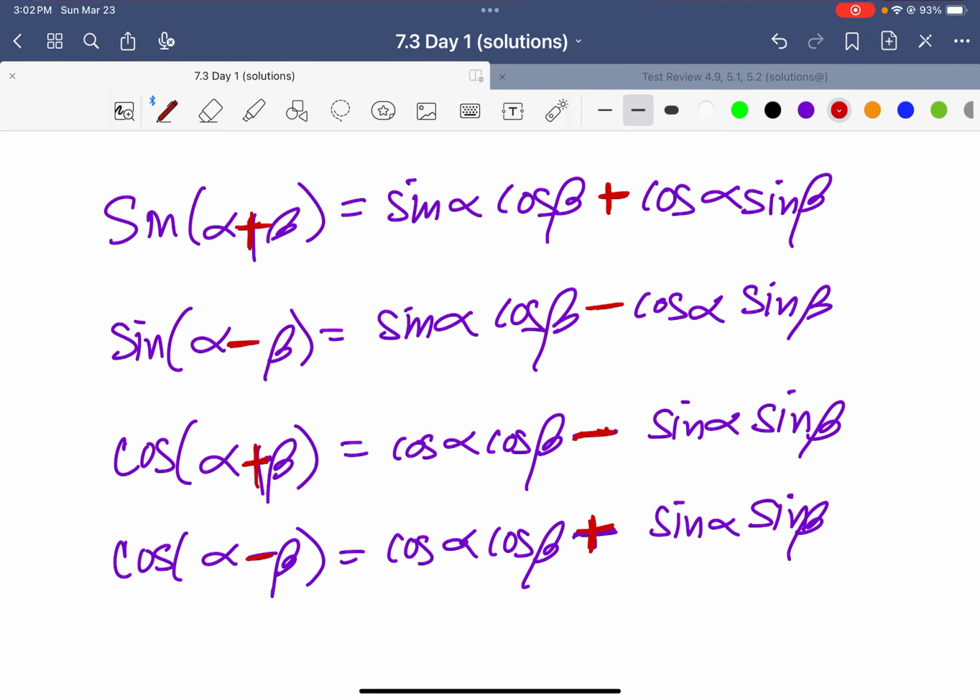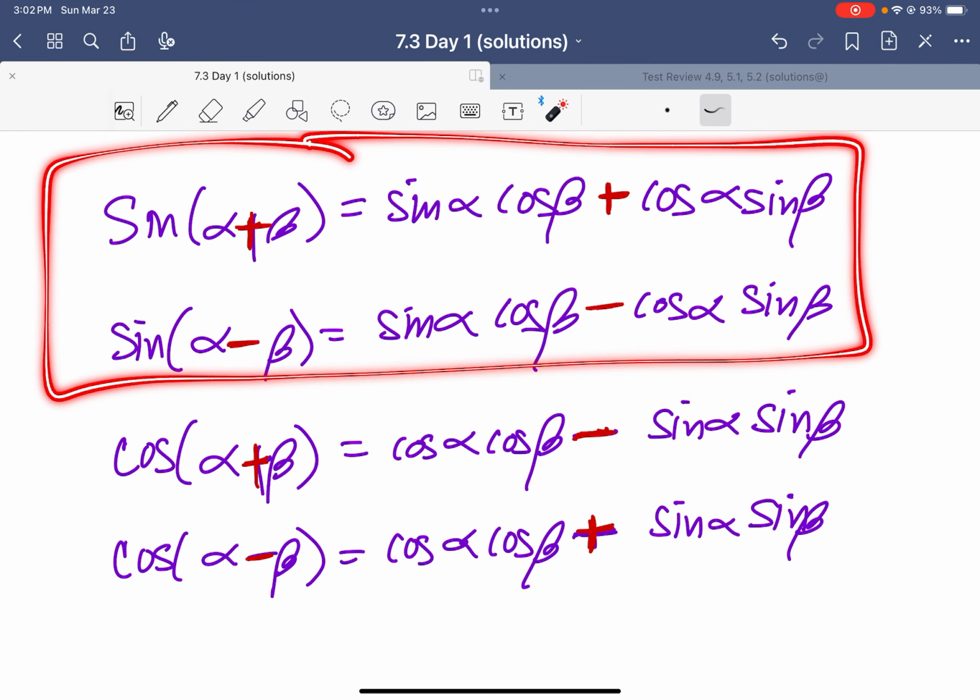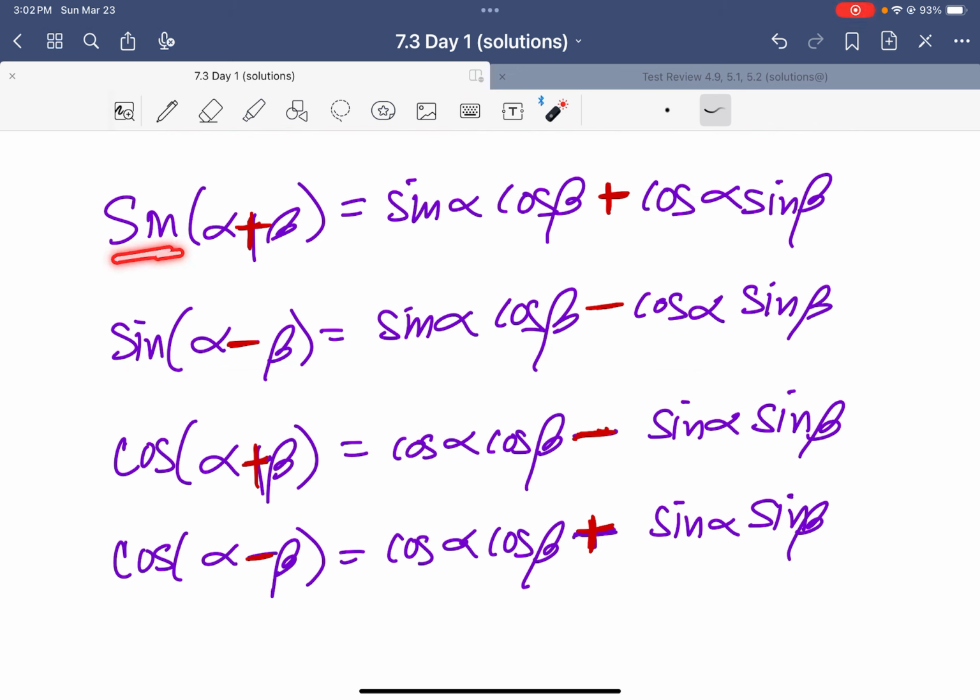Let's do this. First thing to remember, these are your addition and subtraction formulas for sine. When you break up sine into a sum or a difference, it's always sine, cosine, cosine, sine. So the sine of a sum of angles is sine, cosine, cosine, sine, with a plus in the middle, because I remember S for same. That's why this and this are the same.